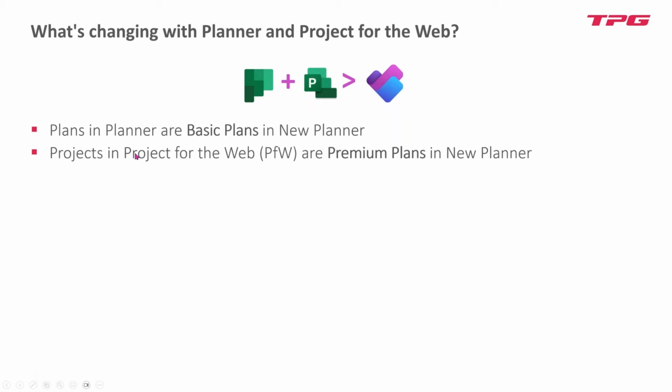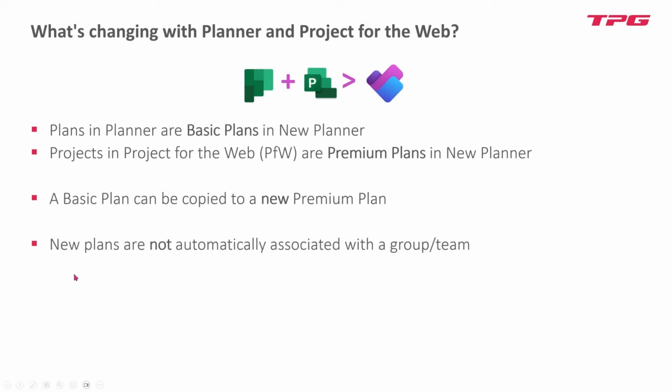Projects in Project for the Web are now premium plans in New Planner. So that's it. But there are other things, like you can copy a basic plan into a new premium plan. And maybe you're wondering why you have to copy it. The data storage in the background is still different. Planner still has its data in Azure, and Project for the Web has its data in Dataverse. So yes, there is really copied data in the background from one template to another one.